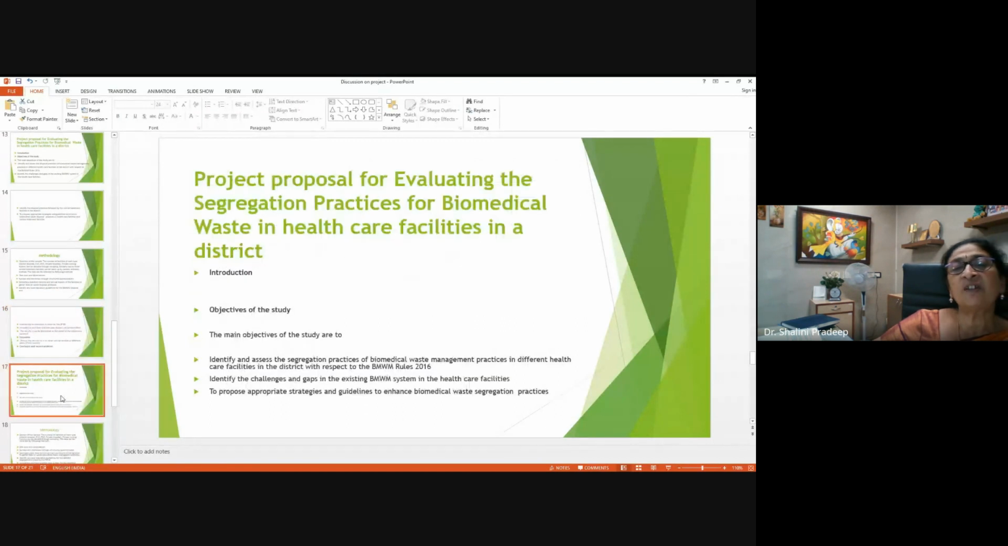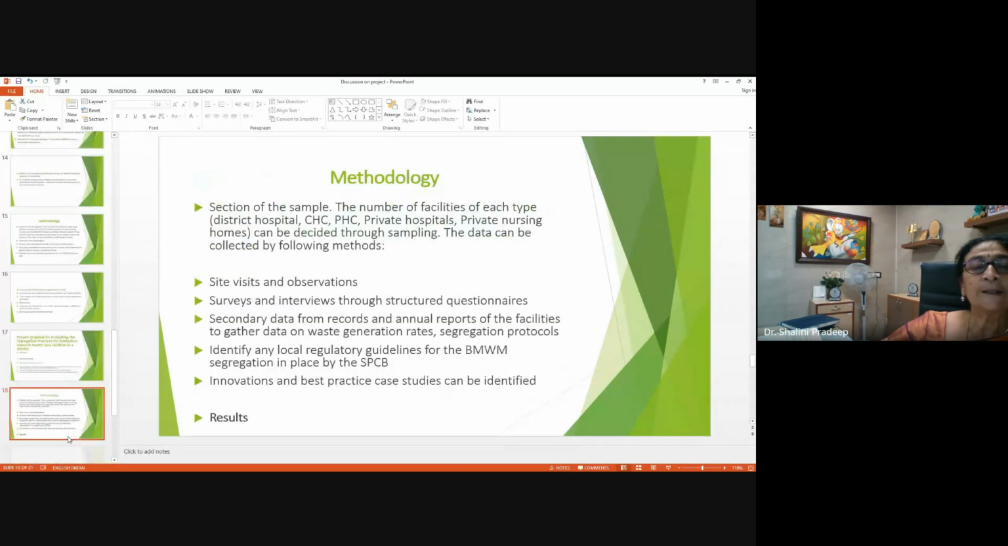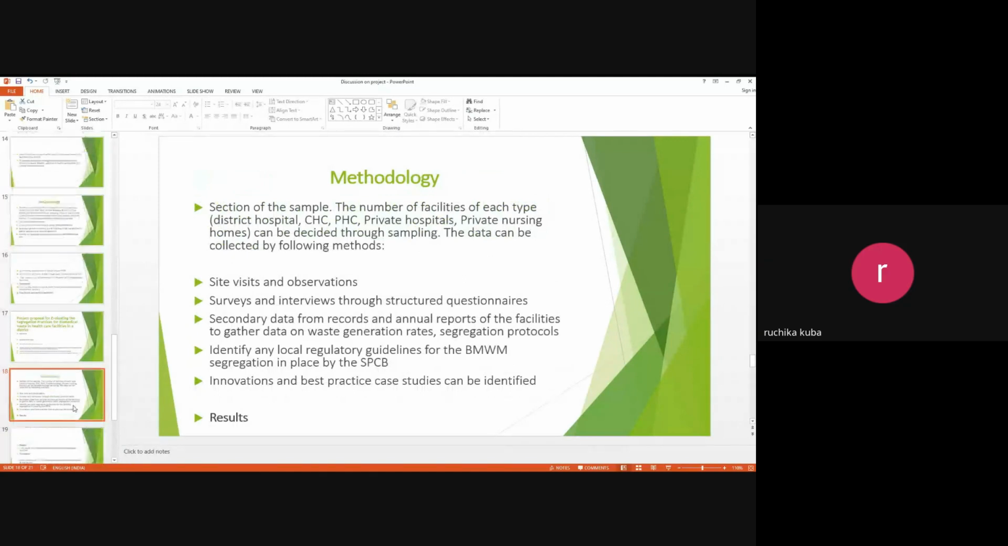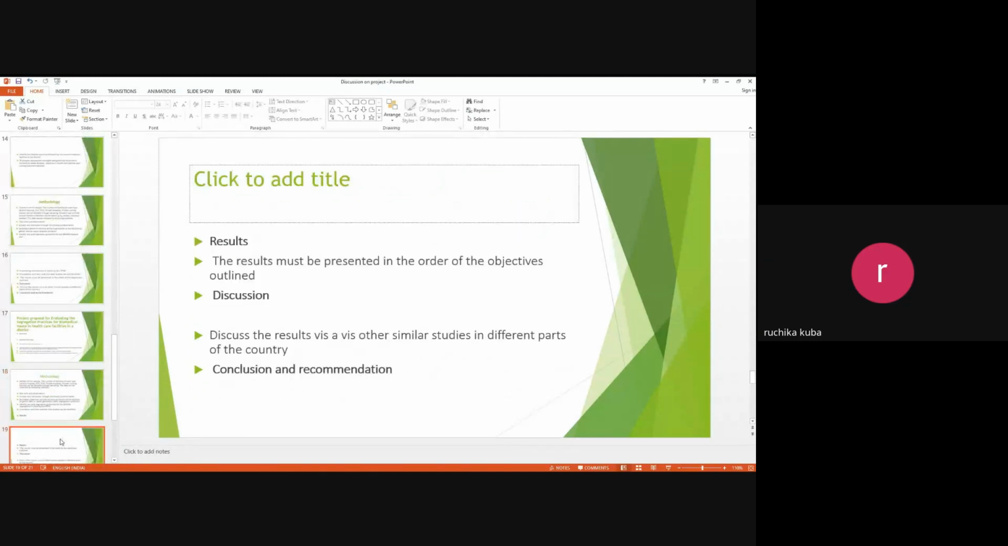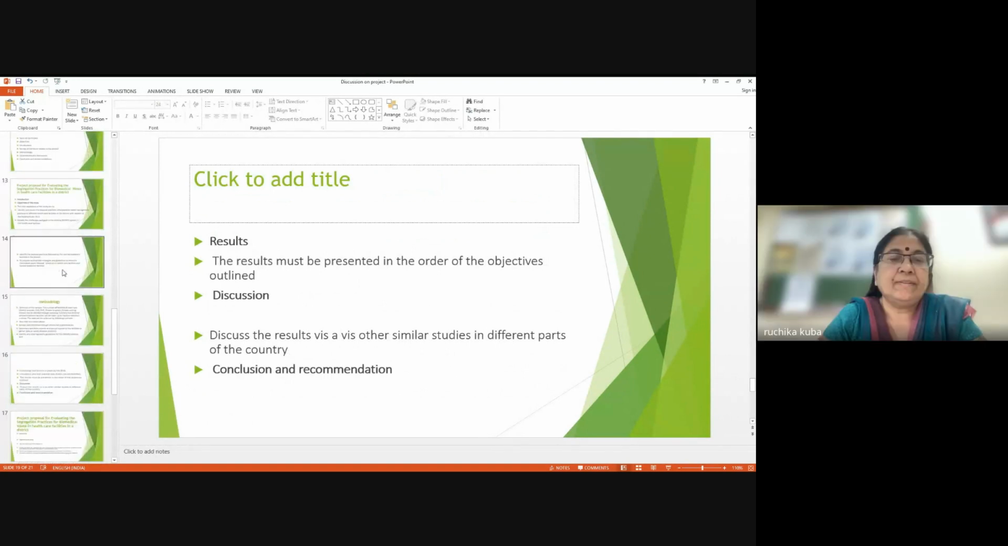So this is another one, for evaluating segregation practices also. You can do it this way also. Ma'am, can you just show the topic again? Okay, this topic.